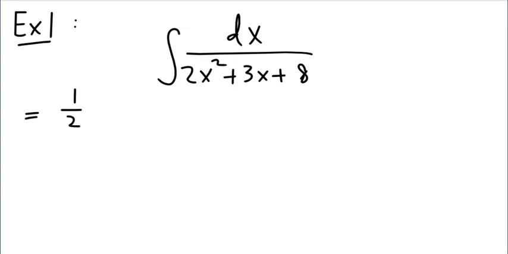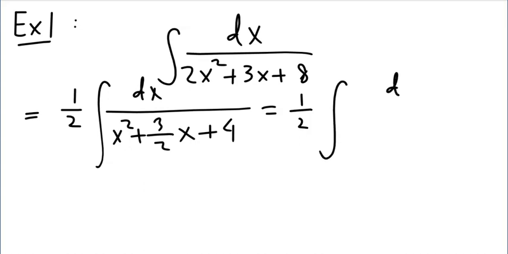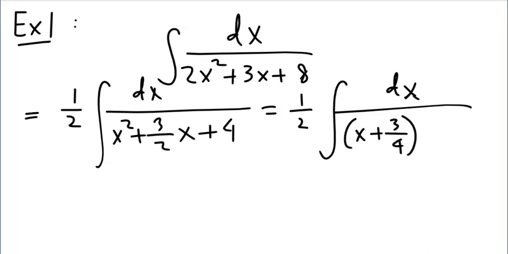Let's first factor out the 2. So it's going to be 1/2 integral dx over x squared plus 3 over 2x plus 4. Now if we want to complete the square, as we did before, we have x plus 3 over 4 squared plus 55 over 16. So that is the result after completing the square.